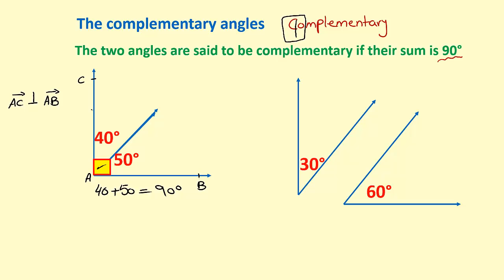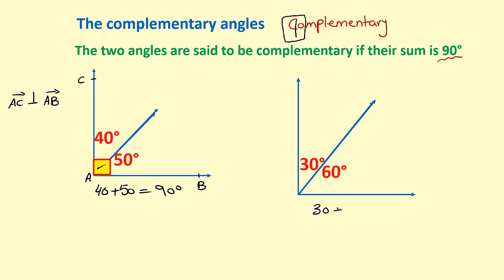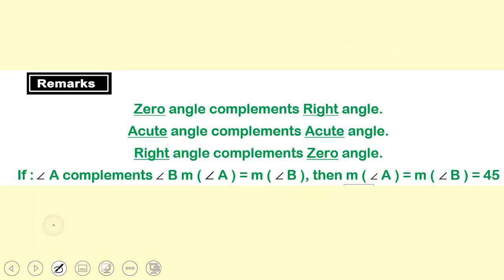Let's have a look at the second example. I have here 30 degrees and 60 degrees. If I add 30 plus 60 degrees, I will have an answer of 90 degrees. 90 degrees, again, is a right angle, and to say that two angles are complementary, they must sum up to 90 degrees. So yes, those two angles are complementary.